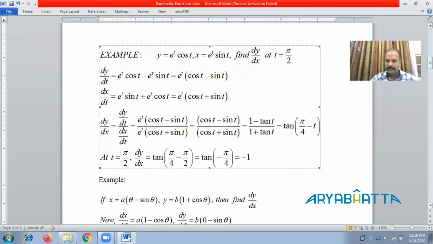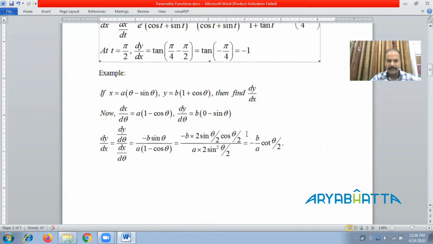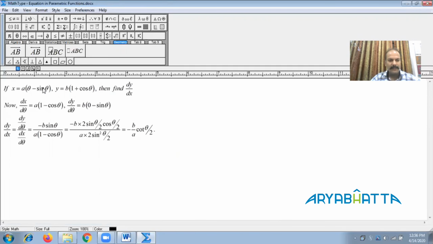Let's go for two more examples. Yes. Now this is x equal to a into theta minus sin theta, y equal to b into 1 plus cos theta. We need to find dy upon dx. Dx upon d theta will be a as it is, derivative of theta is 1, derivative of sin is cos. And for dy upon d theta, b as it is, derivative of 1 is 0, derivative of cos is minus sin. So let me divide: dy upon dx is dy upon d theta divided by dx upon d theta. Put the values of dy upon d theta and dx upon d theta.